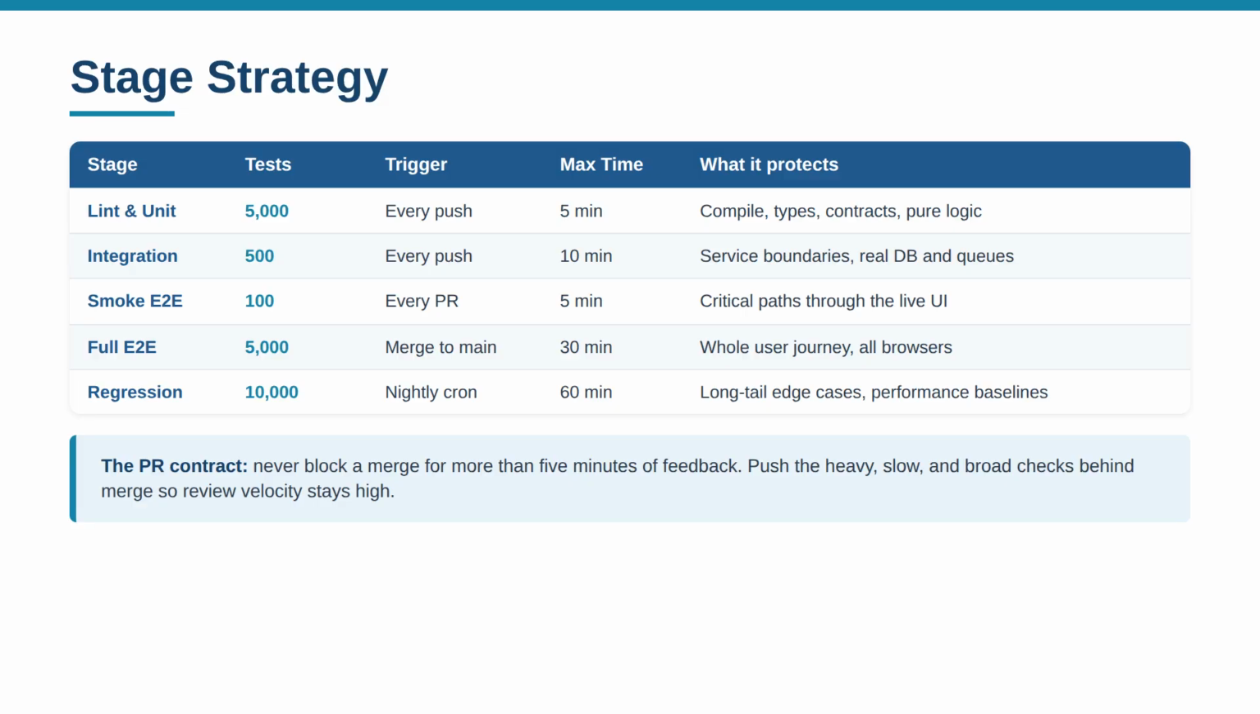The key principle here is the PR contract. Never block a merge for more than 5 minutes of feedback. Push the heavy, slow, and broad checks behind merge. That keeps review velocity high and engineers unblocked.